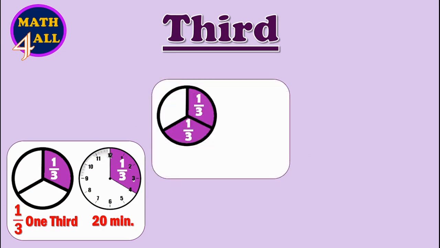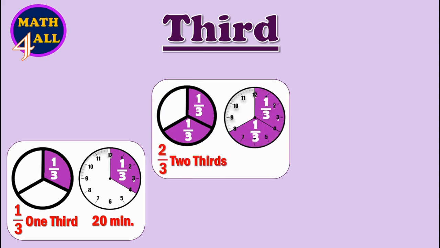Then here we have 2/3. According to the clock face, you know that 1/3 equals 20 minutes, so that 2/3 equals 20 plus 20 equals 40 minutes.